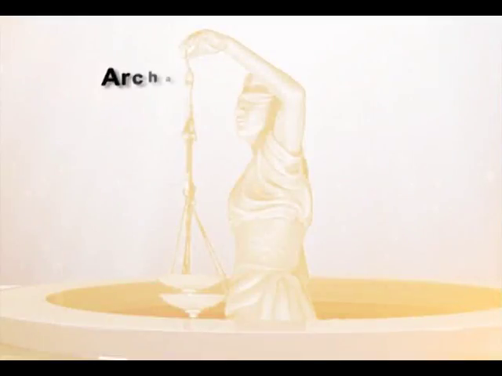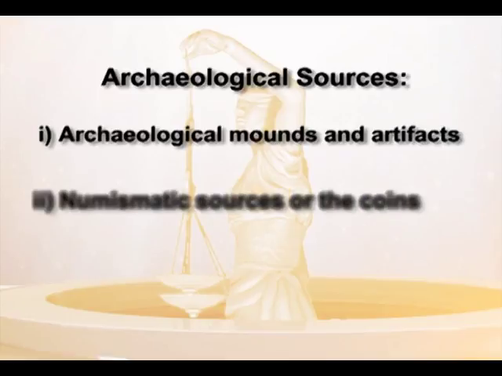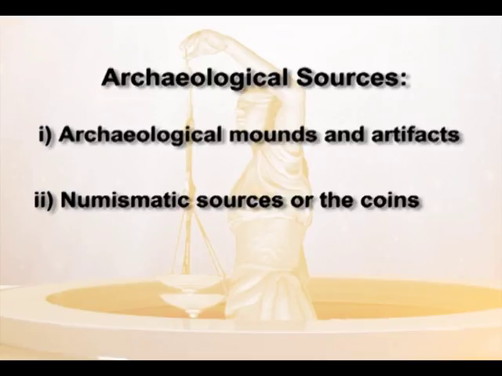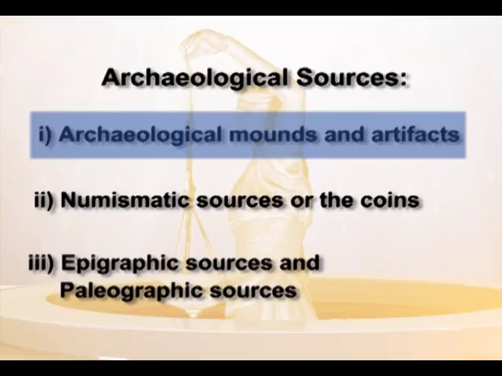Now, archaeological sources again can be classified into three types. One is the archaeological mounds and the artifacts. Second is the numismatic sources or the coins. And third is the epigraphic sources or the inscriptions. And also associated with the epigraphic sources are the paleographic sources. First, let us begin with the archaeological mounds and the artifacts.